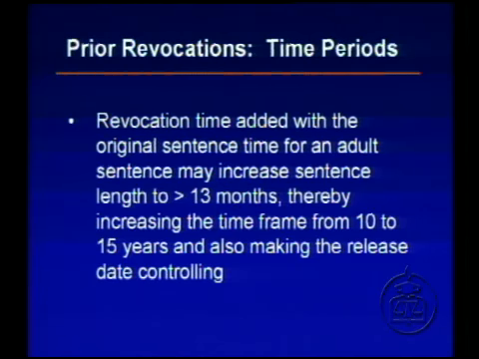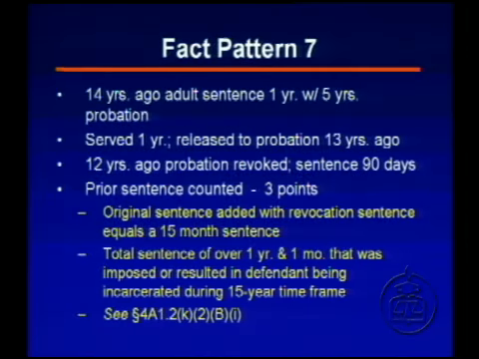Because the addition of the revocation time increases the sentence length to greater than 13 months. Again, let's take a look at a fact pattern, which is the best way to illustrate these complex concepts for guideline application. Fact pattern number 7 has an adult sentence of 1 year of imprisonment with 5 years of probation to follow that was imposed 14 years ago.